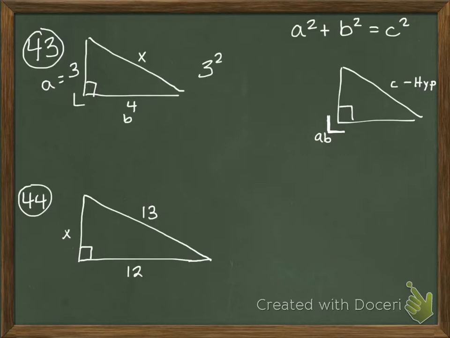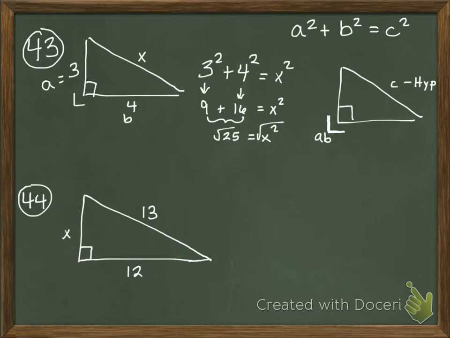So plug it into our formula, 3 squared plus 4 squared is equal to x squared. All right, 3 squared gives us 9, plus 4 squared gives us 16, equals x squared. These two added together give me 25, equals x squared. And then what we're going to do is take the square root of both sides and get that x is equal to 5 in this case.